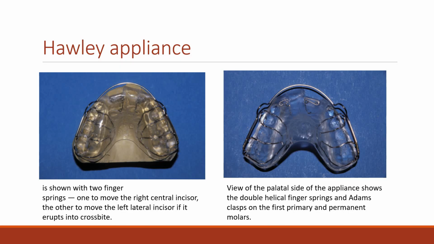Here the picture demonstrates the Hawley appliance, which is also a very simple appliance and widely used in orthodontic practice. Here we see the two finger springs, one to move the right central incisor and the other to move the left lateral incisor if it erupts into crossbite. And here the view of the palatal side of the appliance shows the double helical finger springs and Adams clasps on the first primary and permanent molars.